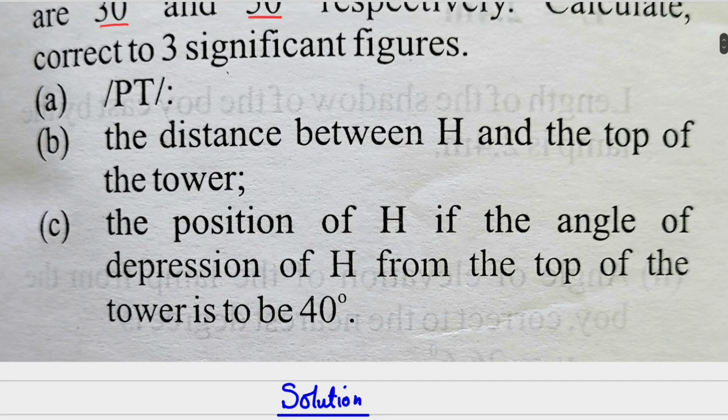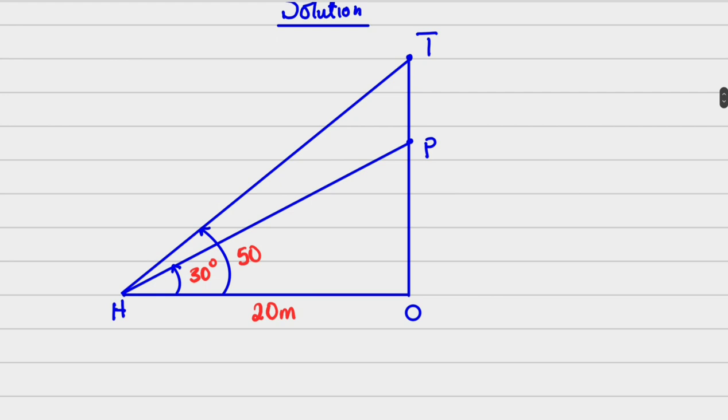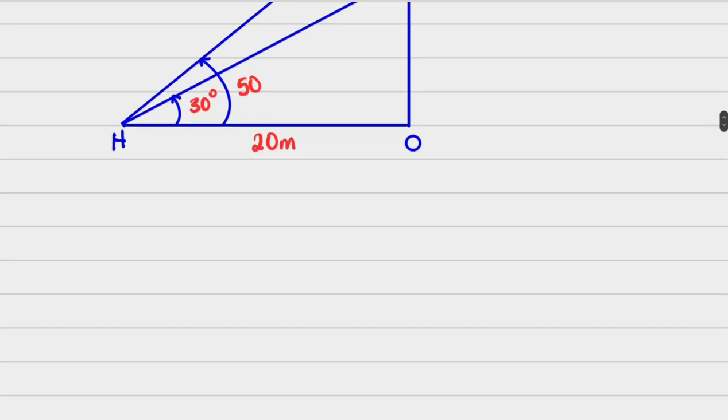Now the question says find PT. We should find PT. That's the first thing. Now, where is PT? This is PT. Now, I have to work it out to find this PT. There is something that I want you to take note of. If you check, this PT is actually OT minus OP. So, if I can have a way of finding my OT and OP, then I'll be able to find PT.